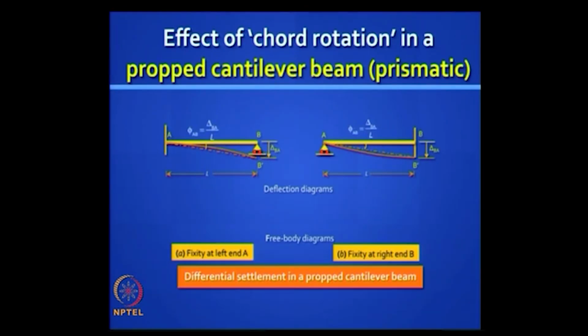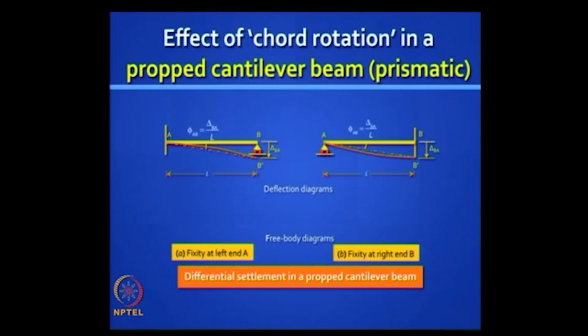Let us say you have a deflection at B relative to A of delta BA, which is the same as saying you have a clockwise chord rotation phi, which is delta BA by L. Here the right support went down, here also the right support went down, but we flipped the two ends. Now this is fixed and this is hinged. So here the left end is fixed, here the right end is fixed. Can you draw the free body diagrams and the bending moment diagrams?